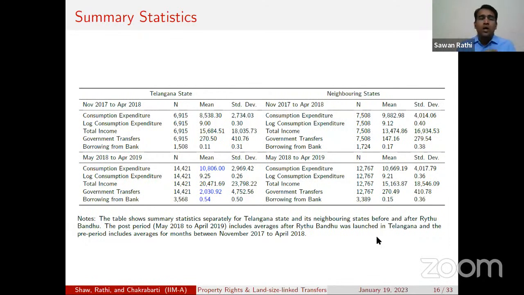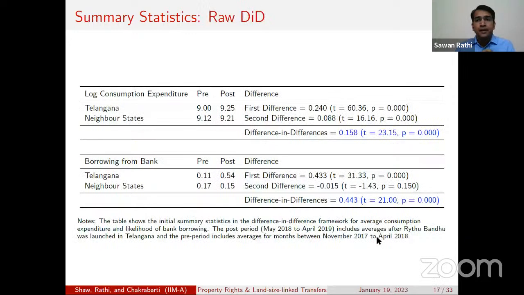We will also do a quick DID without fixed effects so that people can agree that there's no foul play going on here. So on the next slide, look at the two variables that we want to talk about. Log of consumption expenditure: pre, the value was 9; post, it was 9.25. So there is an increase. In neighboring states, also there is an increase. But if you look at the first difference value and the T-stat, it is huge as compared to the T-stat for the neighboring states. And therefore, the difference in difference value is highly significant for the log consumption expenditure.